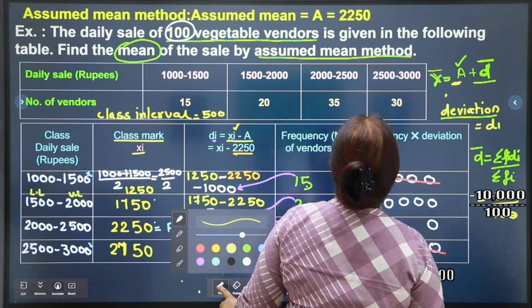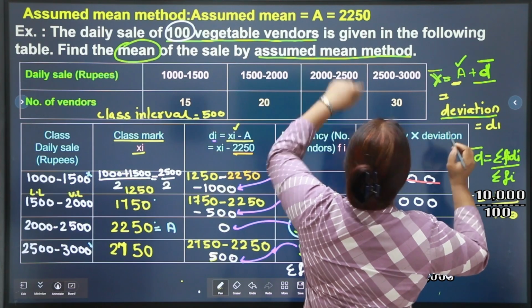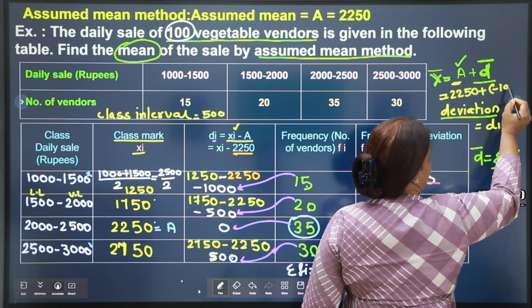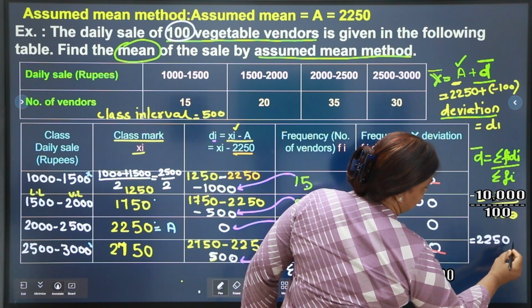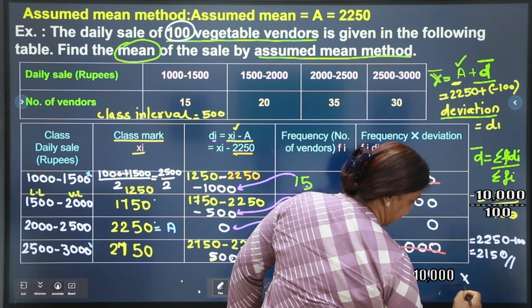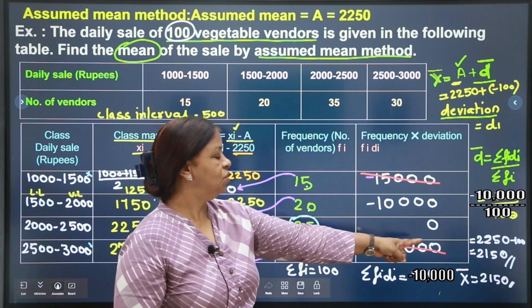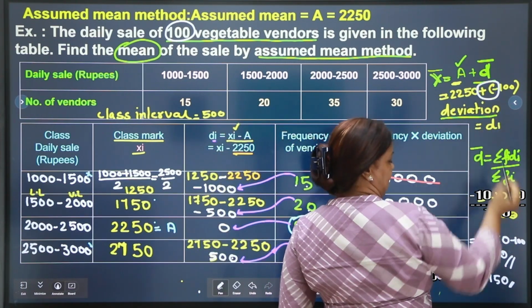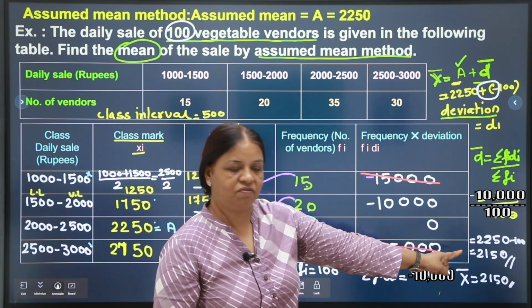To find the value of bar x, bar x is equal to A. What is the A value? 2250. 2250 plus minus 100, that will give you 2250 minus 100, 2150. So the assumed mean, or bar x value, we got as 2150 children. From 2250 you minus 100, and since this is plus and minus, it will become minus. So from 2250 you minus 100, it will be 2150.